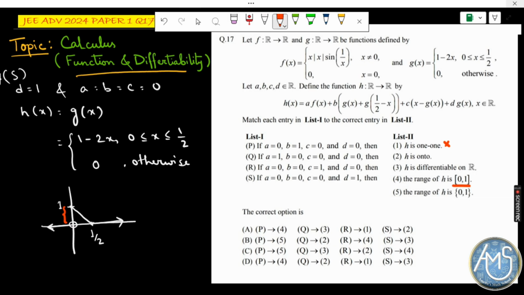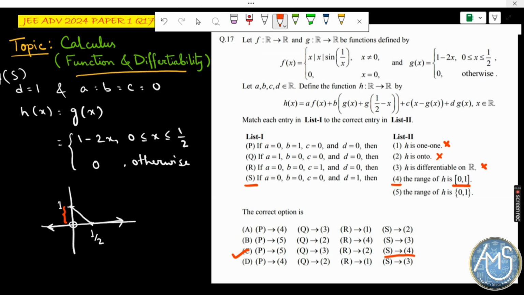and it is not differentiable because at the point 0, from the left side the limit will be 0 and from the right side the limit will be 1. So it is not differentiable, and also not onto because the range is 0 to 1. So clearly visible that S is 4. So only option C has S as 4. So we can directly say that option C is correct.